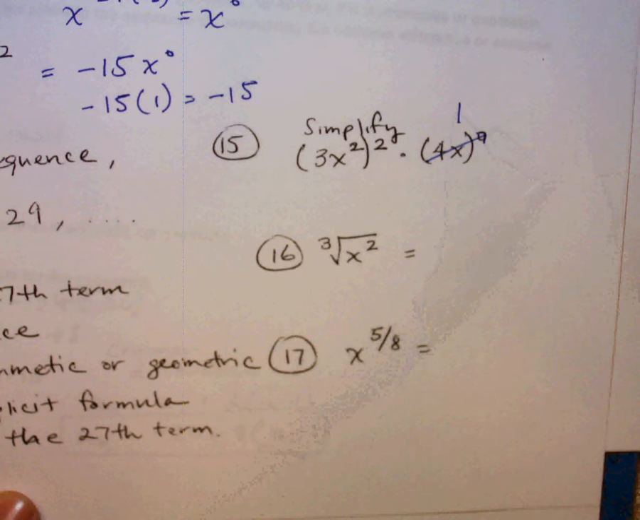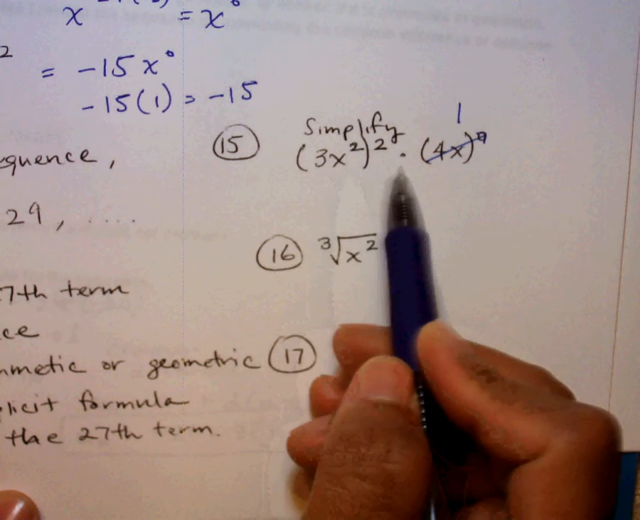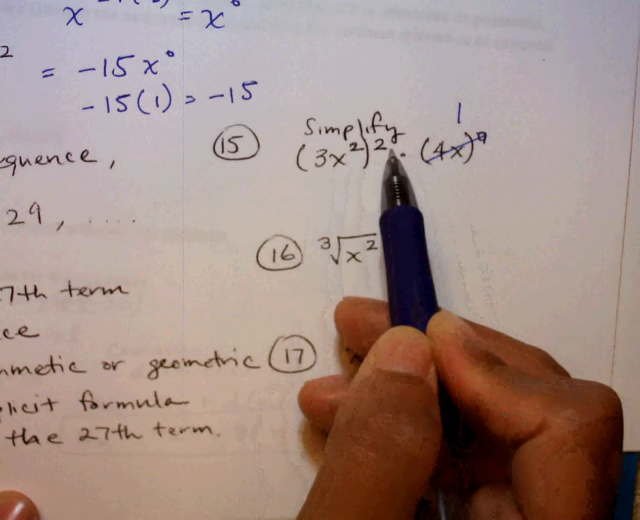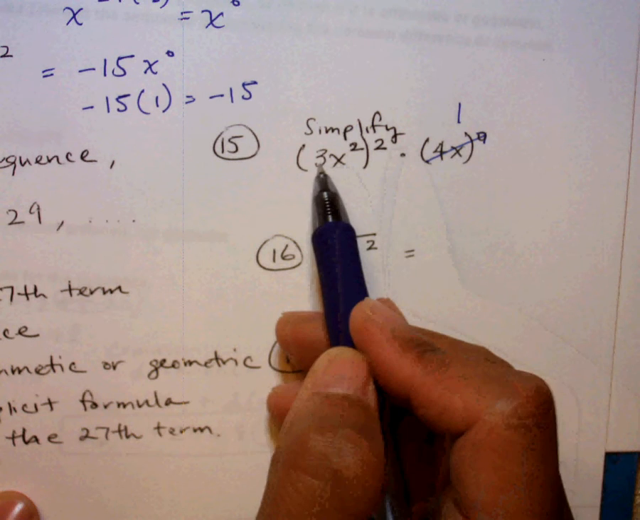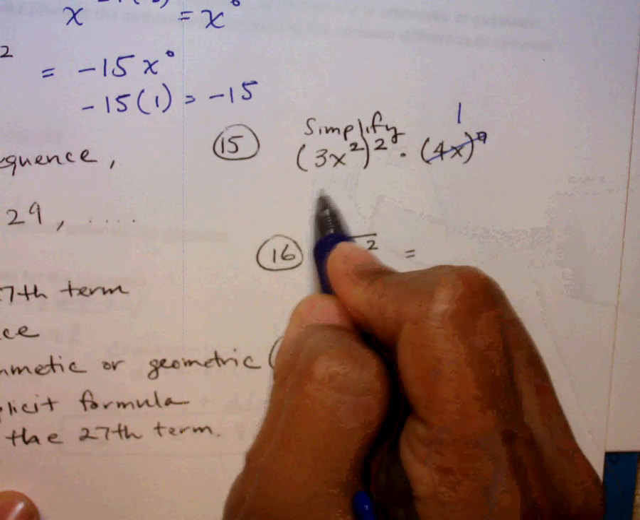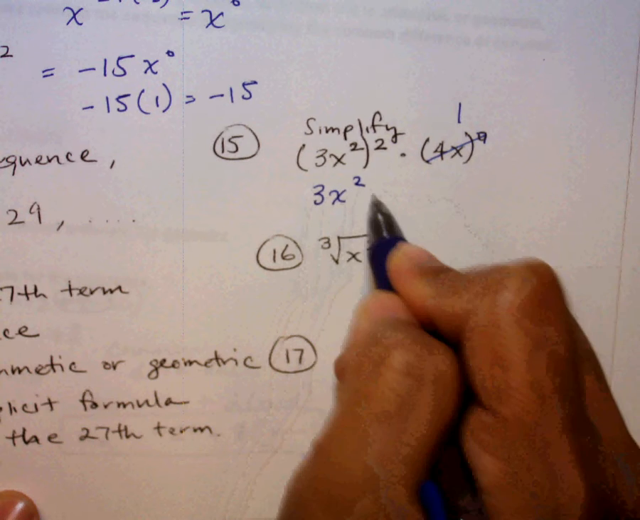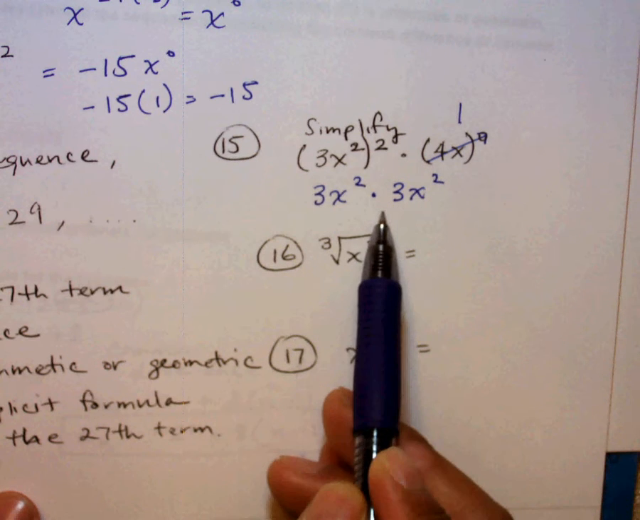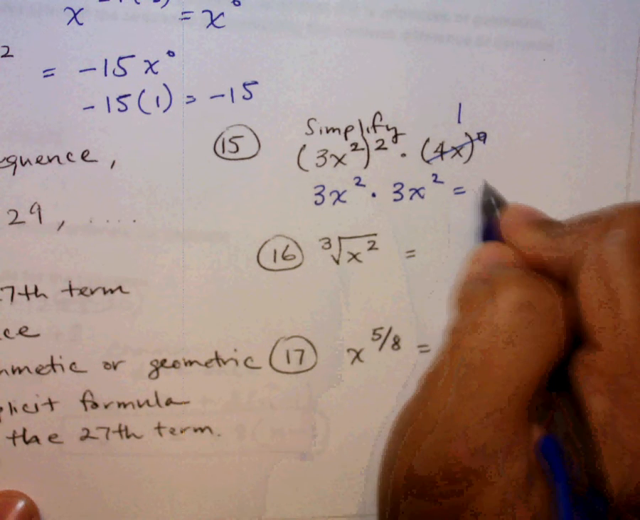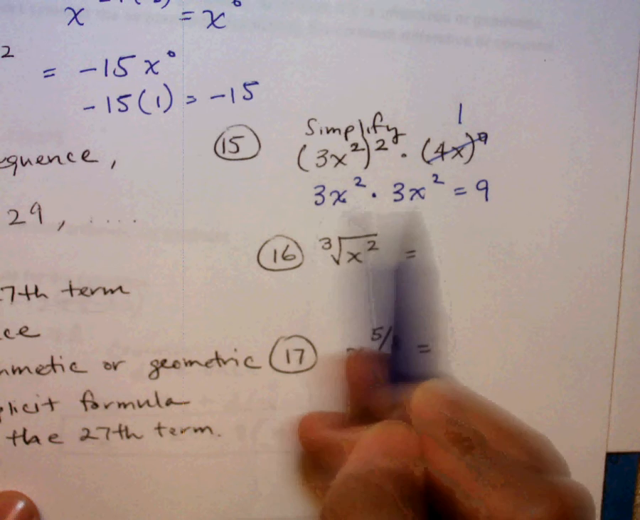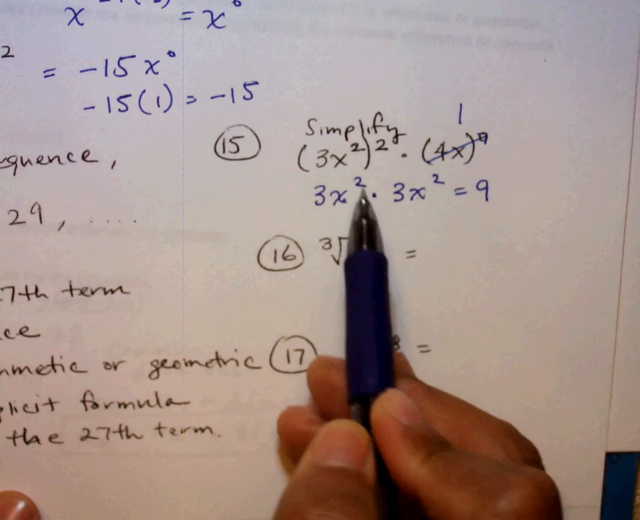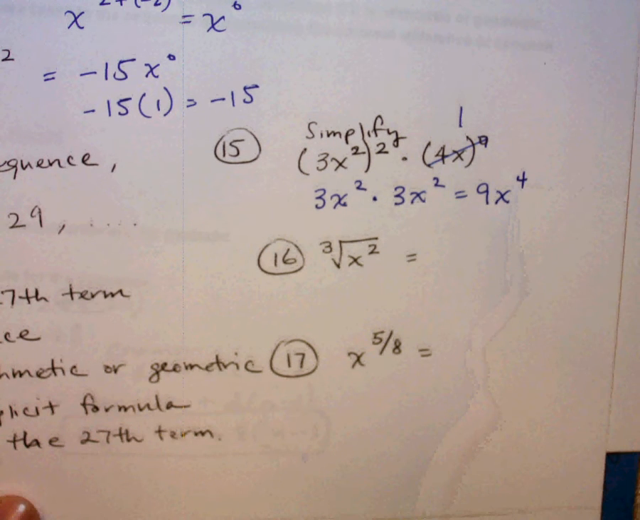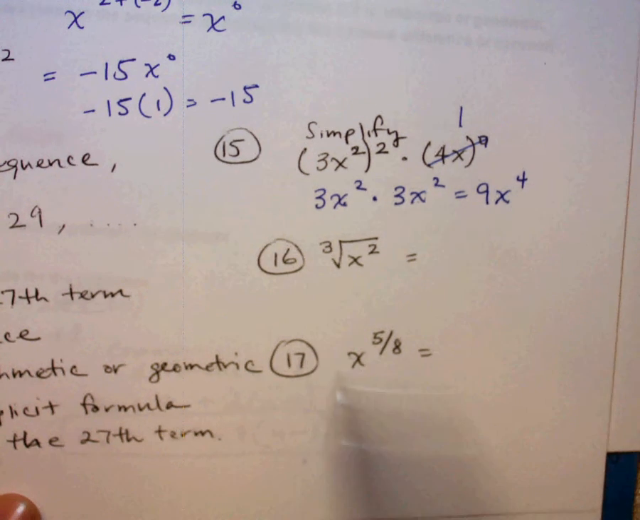Number 15, simplify. Anything to the 0 power is 1, so I just have to simplify the part in the parentheses raised to the second power. This means 3x squared is raised to the second power, so you multiply 3x squared by itself: 3x squared times 3x squared. You multiply your coefficients, 3 times 3 is 9. Same base x, so you add the exponents, 2 and 2, to get x to the 4.